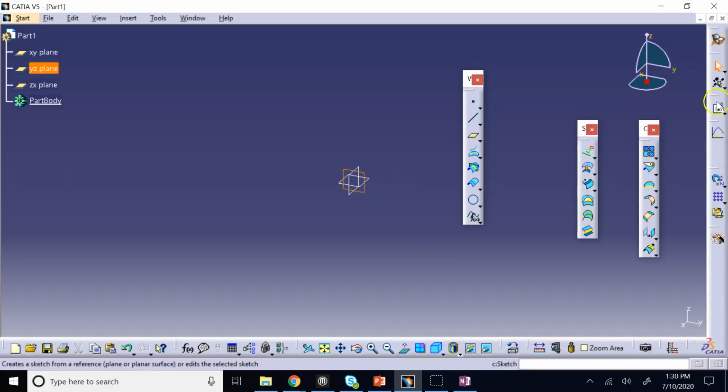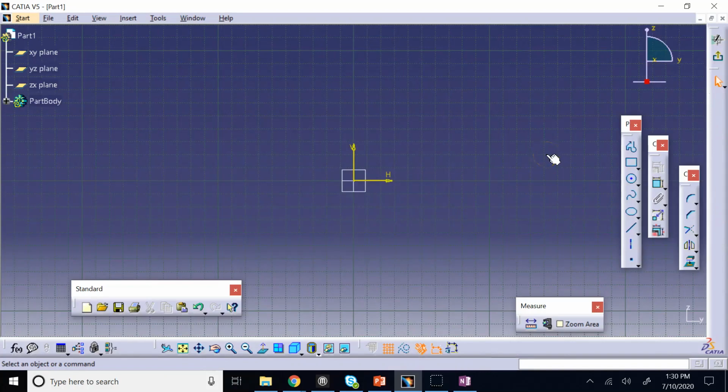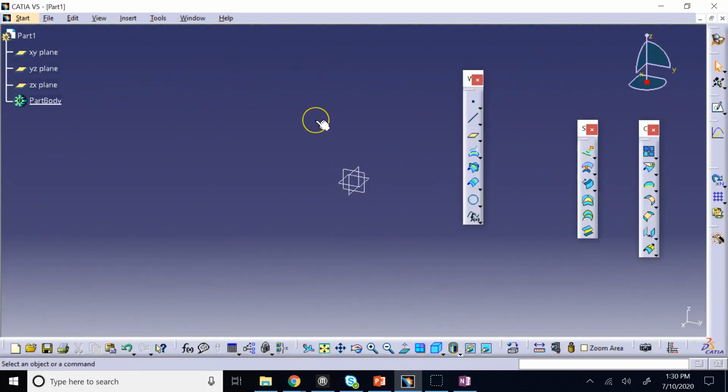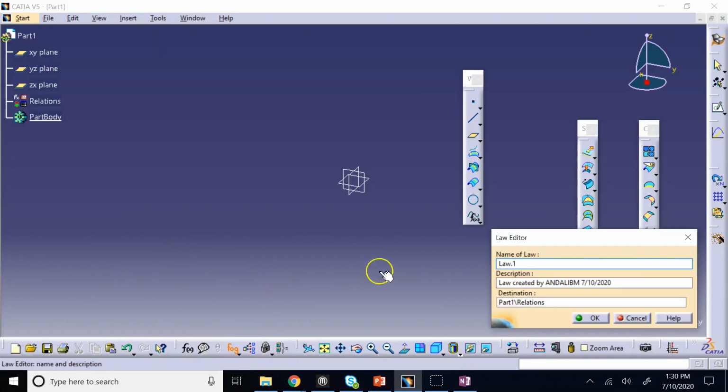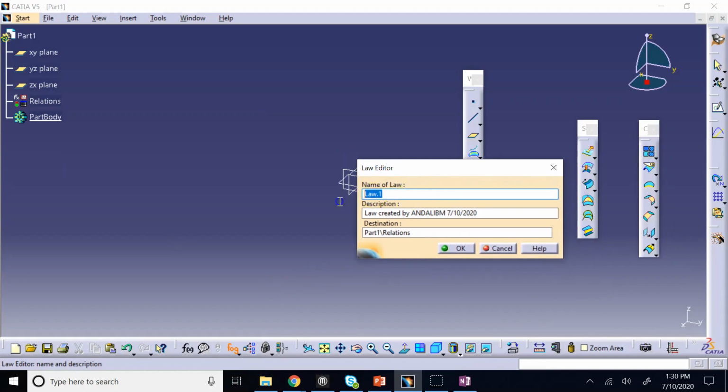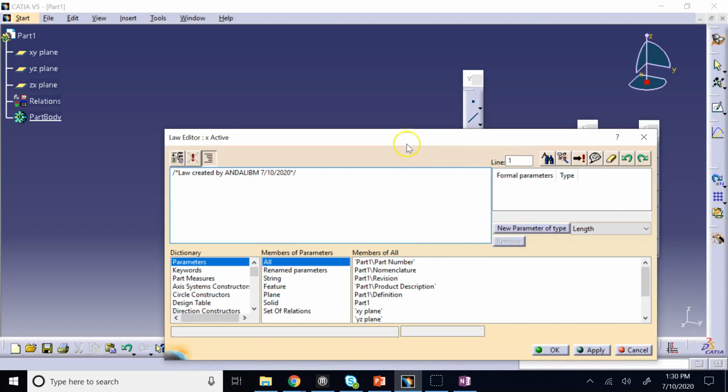So if I go on this plane, and then even without going to that plane, let's first create our laws. To create your laws, you don't need to go to any plane. So you go under the design table, and then you here see FOG, or law. So you click on the law and then give it the name. So I call this law for X. And then I OK that to get this window.